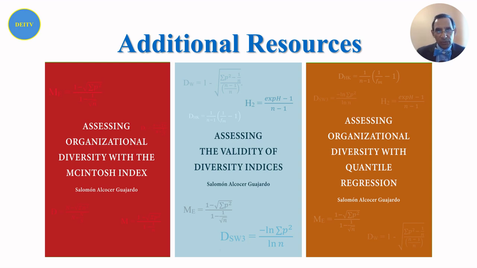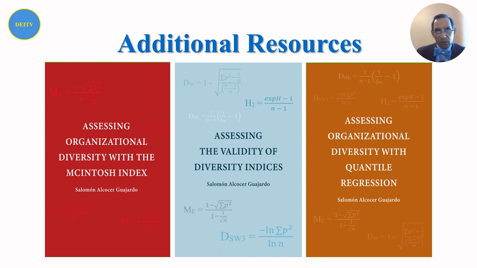The second source is assessing the validity of diversity indices. That covers the McIntosh index, the Simpson index, the Smith and Wilson indices. It also covers the Shannon index and other logarithm-based indices. The third resource is assessing organizational diversity with quantile regression, and that analyzes the McIntosh diversity scores that were presented in the earlier book, Assessing Organizational Diversity with the McIntosh index. So these sources are available.